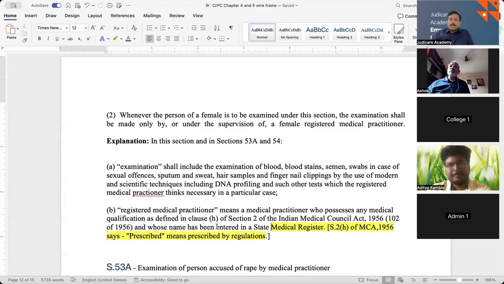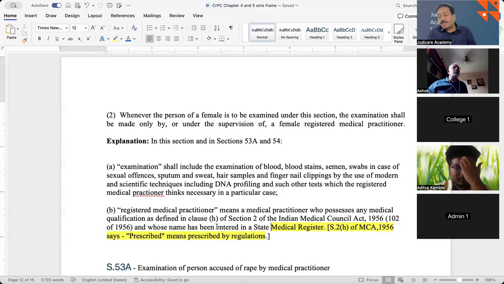Because the people on the Medical Council Act, the people who are registered on the state roll, are all eligible. No, this is not the case, because you have to read very clearly: who possesses any medical qualification as defined in clause (h). Clause (h) means prescribed, means by regulation. So although he is registered, he is qualified, but is he a prescribed consultant? The prescribed list of consultants is given by the Centre and state through the gazette they publish. They notify certain hospitals, government hospitals, to ascertain the quality and to ensure there is a control. So that is why not every doctor is allowed to conduct this.